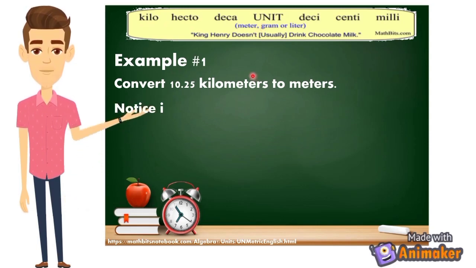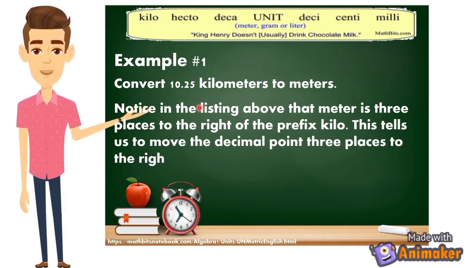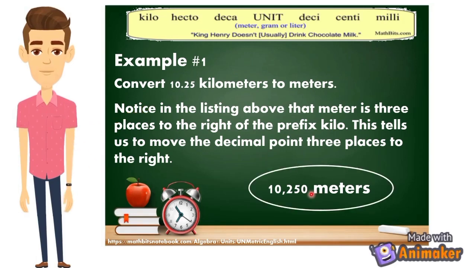Okay, for the explanation, notice that in the listing above, meter is 3 places to the right of the prefix kilo. This tells us to move the decimal point 3 places to the right. So that's why we're going to move from this point to the right 3 places: 1, 2, 3. And we're going to add an additional 0. So that's why the correct answer for this example number 1 is 10,250 meters. Okay po? So this is the final answer.